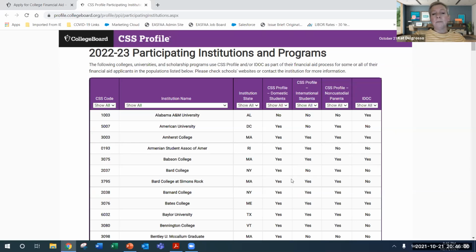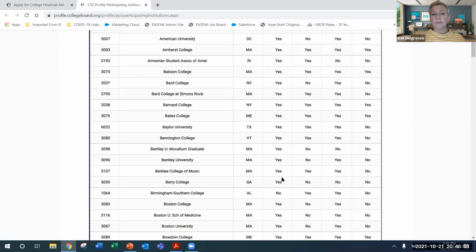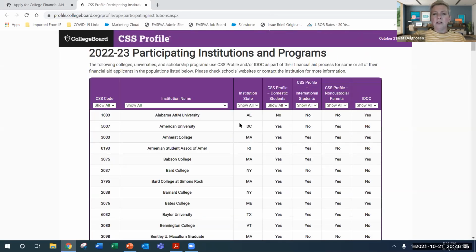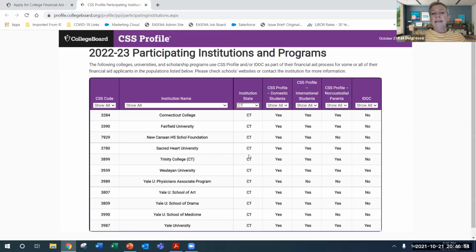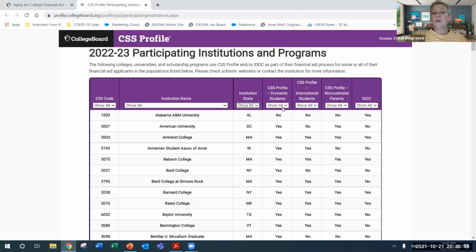So for example, if I'm going here and I'm looking to apply to, I'll stay to the top of the page here, if I just want to look at all the schools in Connecticut that use the CSS profile, here they are listed by state, and so on down the line. You can see the schools that you're looking at. Let's say you want to apply to Amherst College in Massachusetts. You can see that they not only require the CSS profile for their domestic students, but they also require it for international. And they also require it for the non-custodial parent.